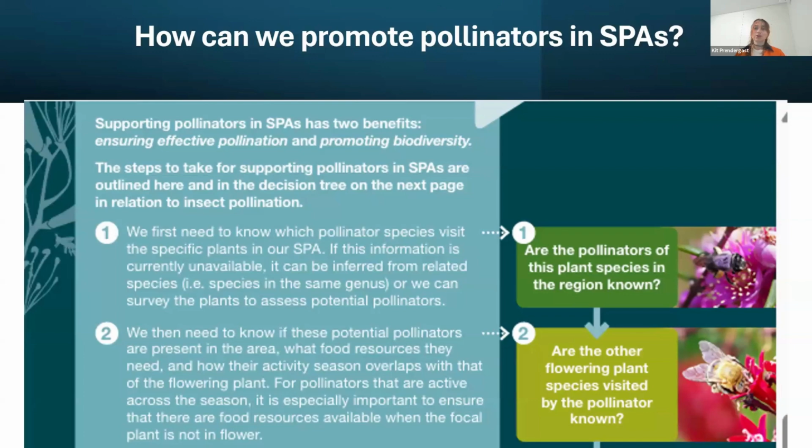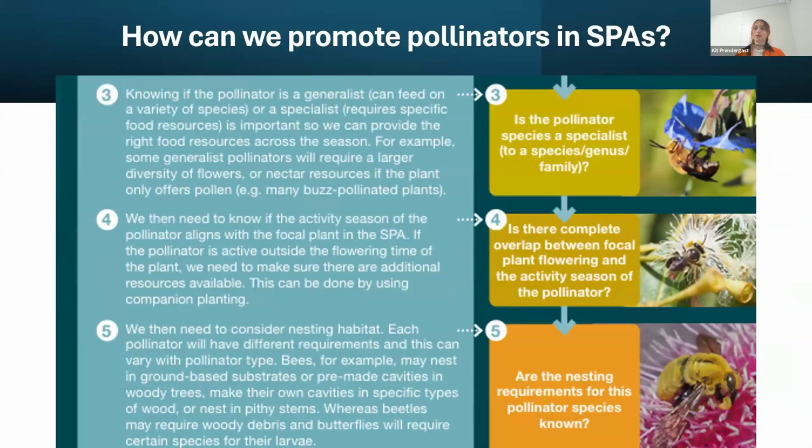So once we know who the pollinators are, and whether they are present in an area, how can we promote them in this area as well? Once we do that, we want to know if they are generalists or specialists in their foraging, and also if they have other food requirements in their life cycle. That can make it a little more tricky, but the first step is generalist or specialist, and that can influence, for example, companion planting.